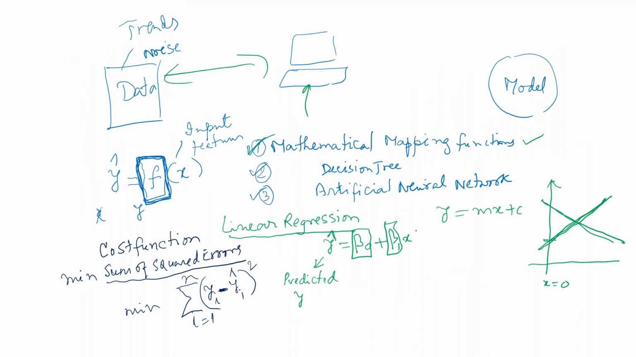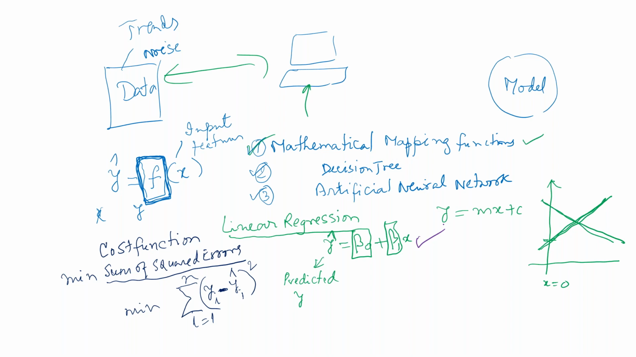Now the problem with this mapping function is that no matter what your data is, it will help you understand the data only using slanted, straight lines. It doesn't understand any curvy relationship in the data.